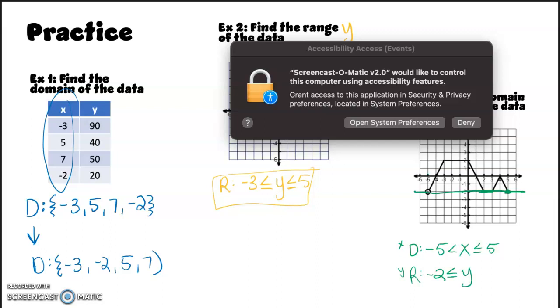And then our biggest y value looks like it's 2, and it's a continuous line, so that means it's less than or equal to. And so that would be your final answer.